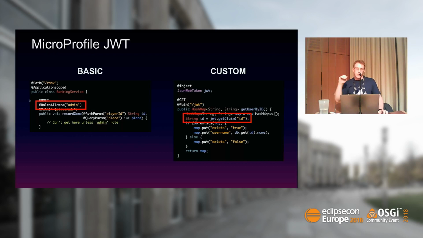Sorry if that's confusing. And the custom section is where, if you need to do deeper inspection of the JWT besides just the roles that it's claiming to be, you can also parse out the individual pieces of the JWT. And what MicroProfile JWT will do for you is it will automatically validate that the JWT is a valid JWT that can be trusted at the time it's injected into the service. And if it's not, you'll get a 401, which means unauthorized.